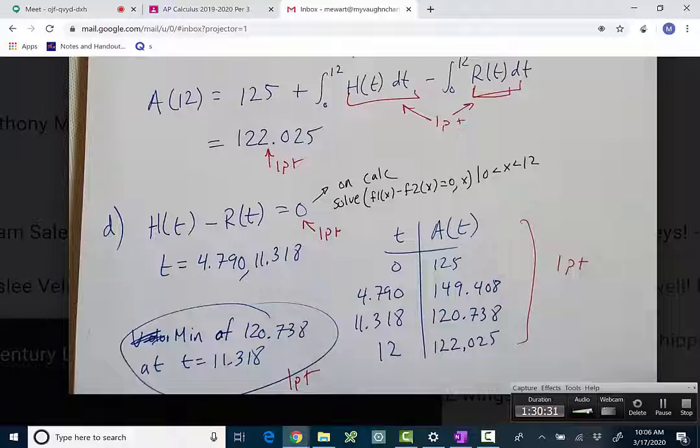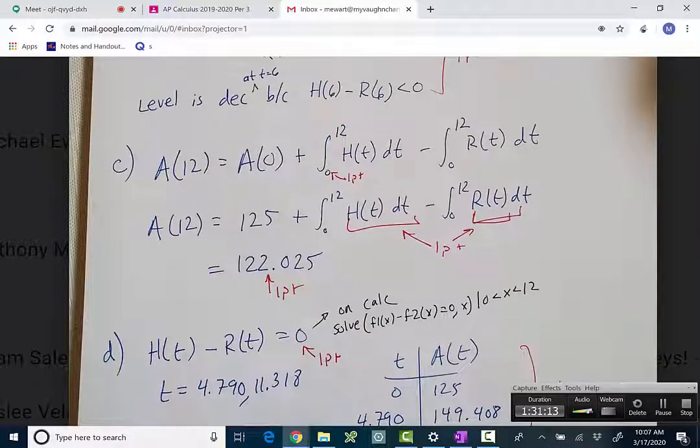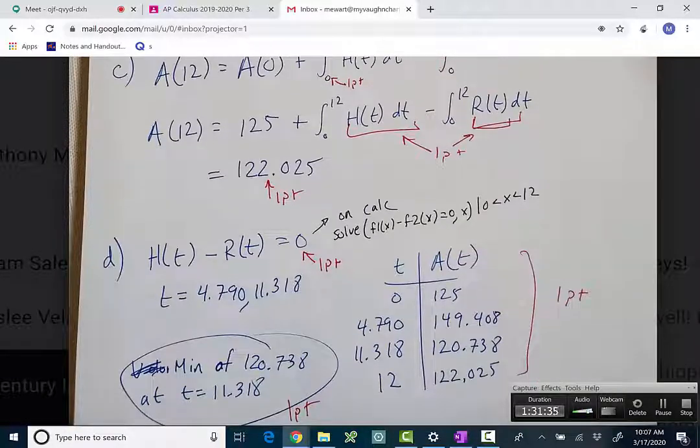On the AP exam, they worded this answer really weird. I would just leave it with the table. We've been doing the table. It's nice and easy, and that's how we would do it. So to get those answers in the table, what you do is you just change that number 12 from part C to 4.790, and then you change that number 12 to 11.318, and that's how we get those answers.